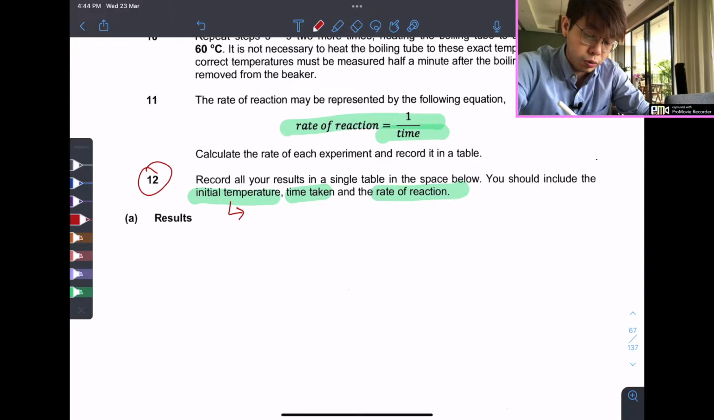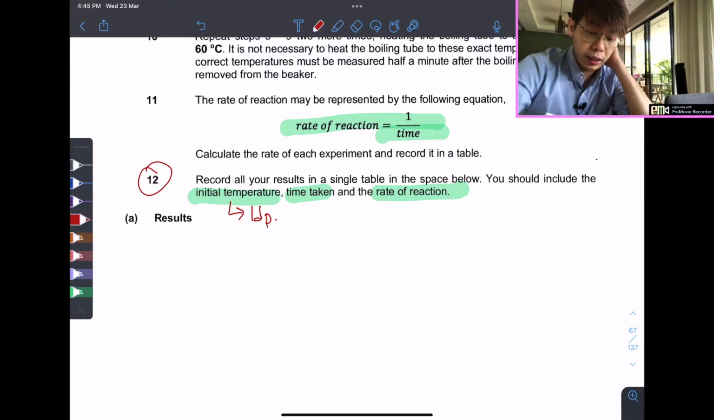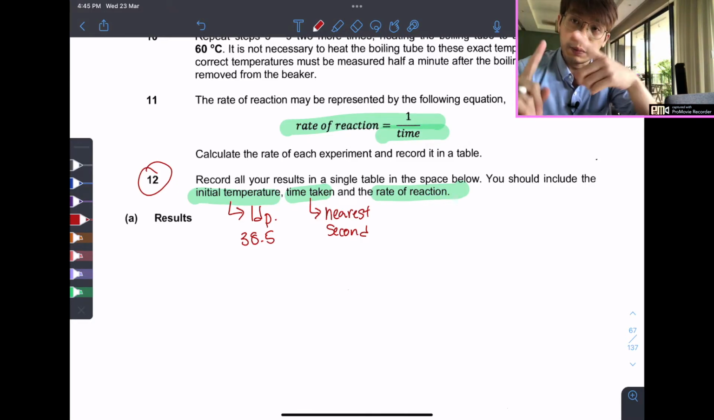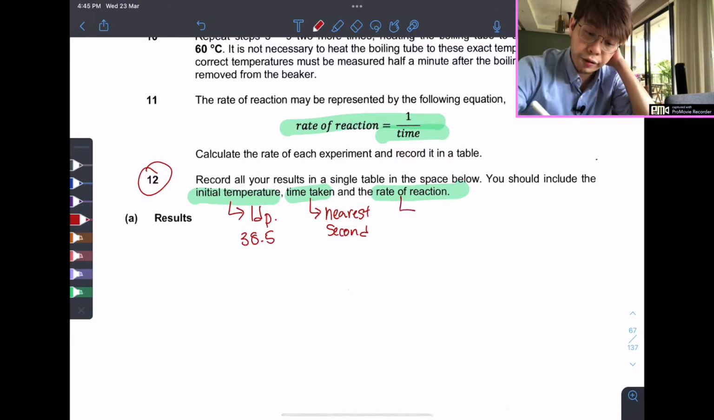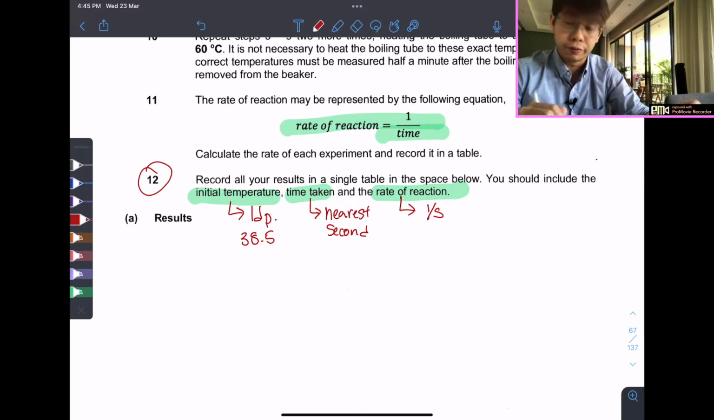Initial temperature needs to be to 1 decimal place because the thermometer can read in between the lines, so it can be like 38.5 degrees Celsius. Okay, time taken in this experiment, they ask for nearest second. So do read the experiment carefully. As a rule of thumb, everything that you record should be to 1 decimal place unless it's a burette or unless it asks you to change the accuracy. Lastly, rate of reaction, common mistake, a lot of you still cannot do, the unit for the rate of reaction is 1 over s. Okay, so please take note, this is the first set of common errors that most of you have.